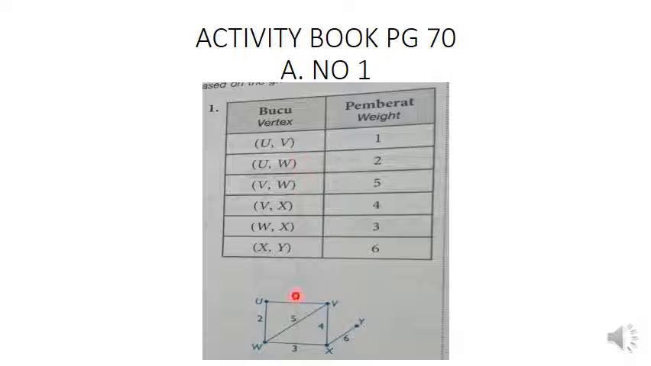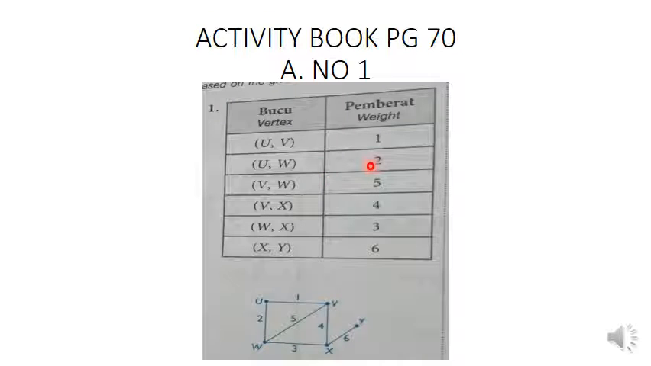And then you join U and V using a ruler. So this line is called an edge. And then near this edge, you write number 1, the weight. That means the weight from U to V is 1, or the distance from U to V is 1 kilometer. And then try one more.